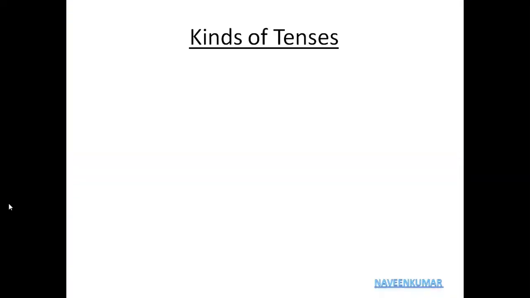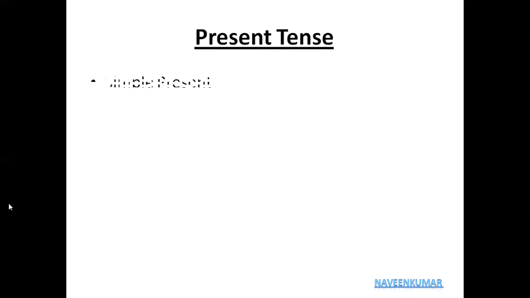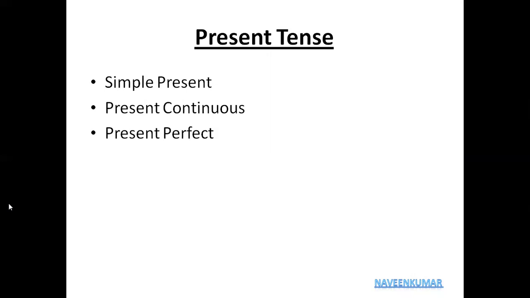Kinds of tenses. There are three kinds of tenses in the English language: present tense, past tense, and future tense. These three tenses are further divided into four sub tenses. Present, past, and future are once again divided into four sub tenses. So let's see the present tense. It is divided into simple present, present continuous, present perfect, and present perfect continuous tense. So let's study simple present tense.